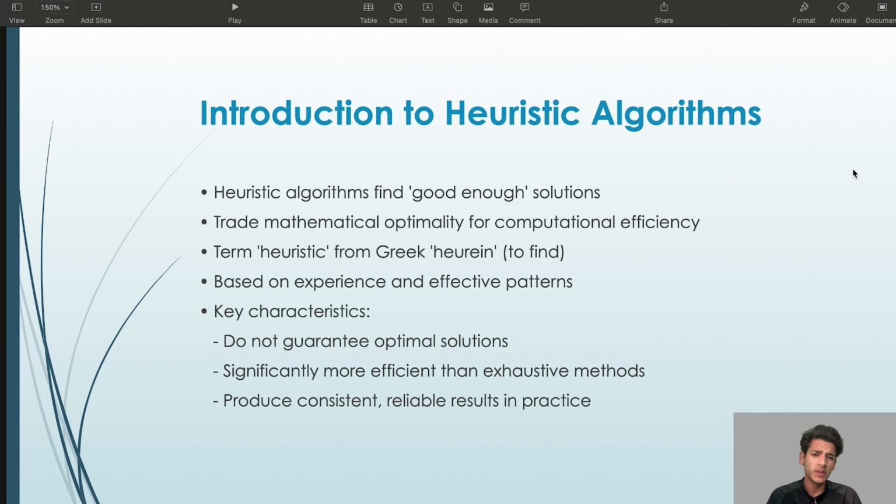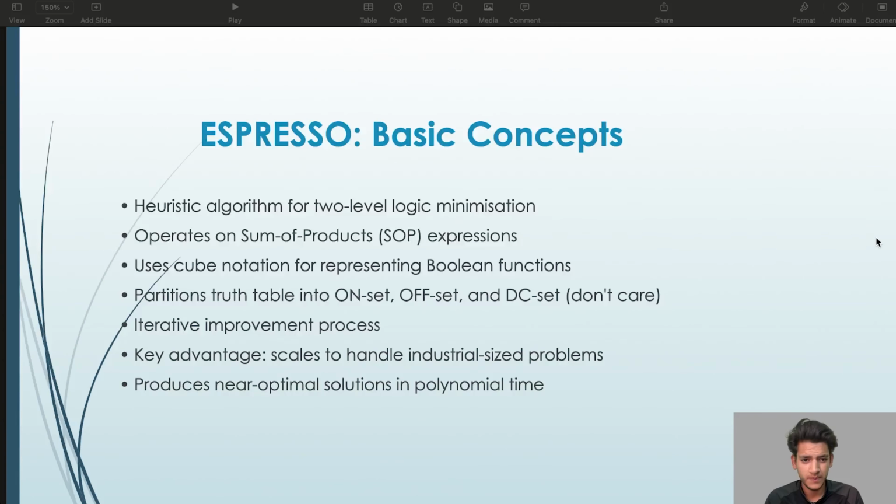A heuristic means to find, based on experience and effective patterns. The key characteristics of a heuristic algorithm are that it does not guarantee an optimal solution, it is significantly more efficient than exhaustive methods as it does not find all the prime implicants, and it produces consistent and reliable results in practice.